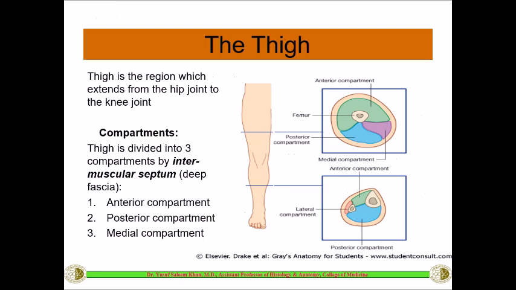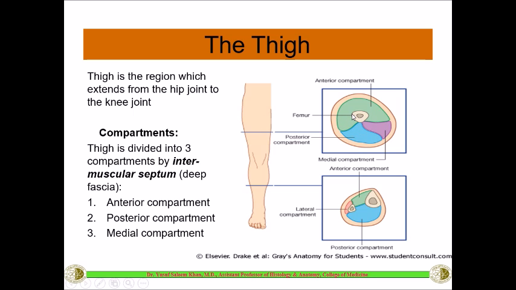To begin with, the thigh. The thigh is the region which extends from the hip joint to the knee joint. So it extends from the hip joint here to the knee joint. This whole area is called the thigh. If it is taken in cross section, this is how it looks.